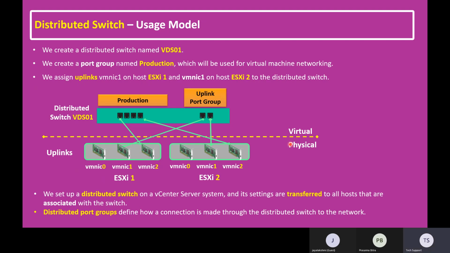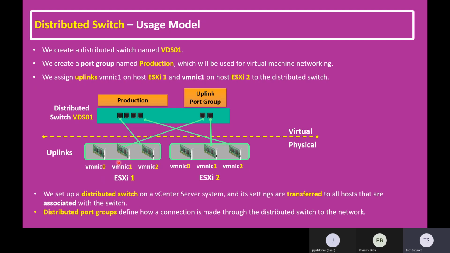The benefit of multipathing is load balancing and also failover. In case one network path connection is down, our access will immediately be communicated through another switch. Okay, so we create a distributed switch named VDS01, and we can create a port group Production, which will be used for virtual machine networking, and uplinks: vmnic1 on host 1 and vmnic1 on host 2 connected to the distributed switch.